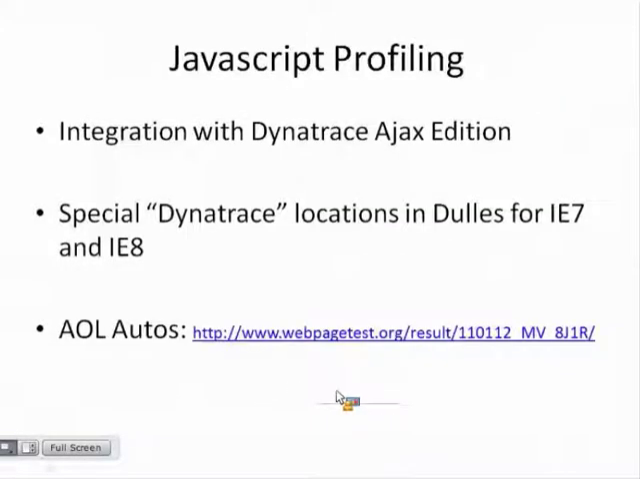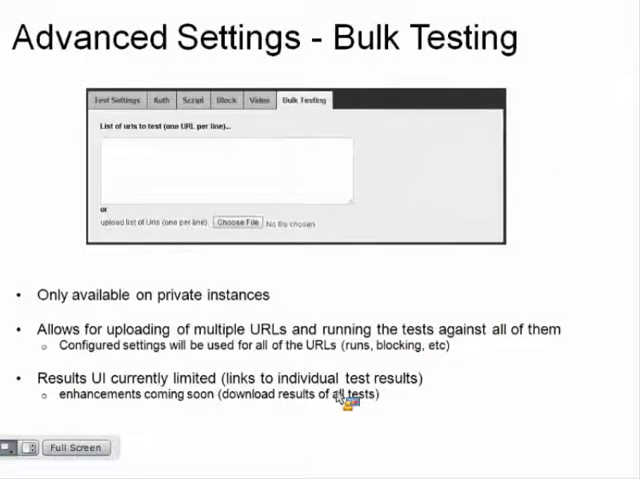Alrighty, and this is something that's not available in the public instance, but if you stand up your own instance of WebPagetest, there's a bulk testing tab where you can put in a bunch of URLs, and it'll run all of those tests for you, and it'll give you a summary page with the high-level stats, as well as let you download results directly, sort of an aggregate CSV if you're doing bulk analysis and that kind of stuff.